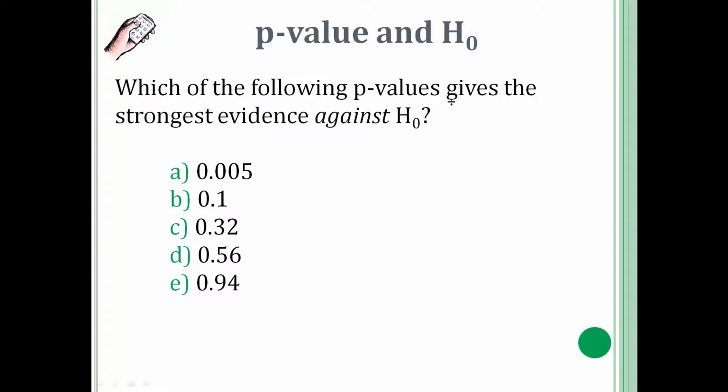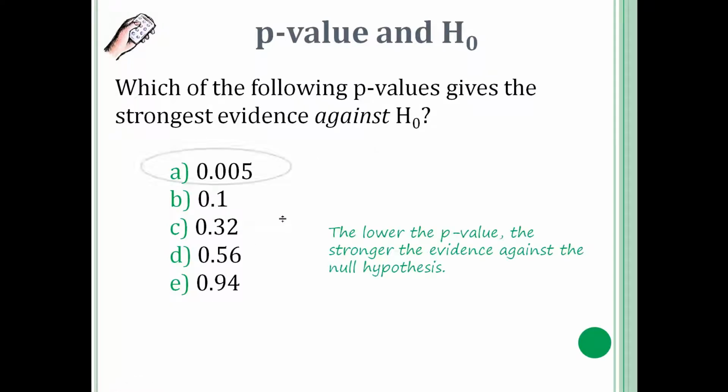Which of the following p-values gives the strongest evidence against H0, the null hypothesis? We just said that the smallest p-value will give me the strongest evidence against the null hypothesis. So from those options, 0.005 is the smallest p-value.